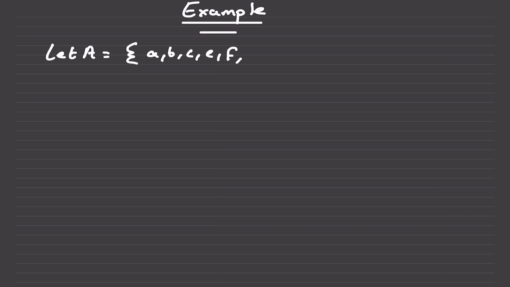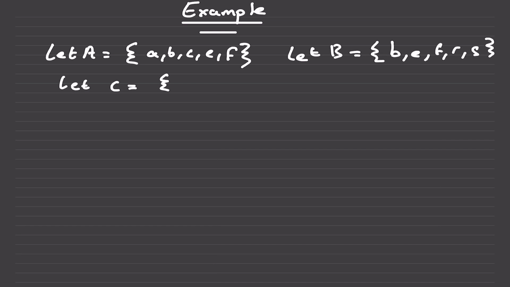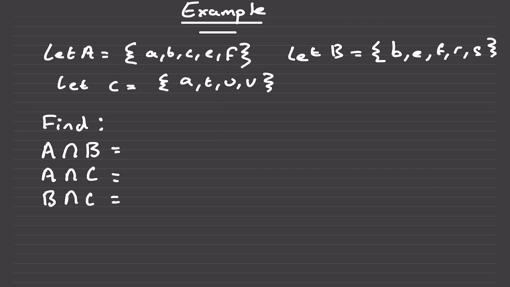Okay, let's try an example. Let's have the sets capital A, B, and C with their respective elements inside the brackets. Find A intersect B, A intersect C, and B intersect C. A intersect B: the answer would be all the elements that A and B have in common, the elements that they both share. In this case, A and B share the elements lowercase b, lowercase e, lowercase f. And those are the only elements that are common between capital A and capital B.